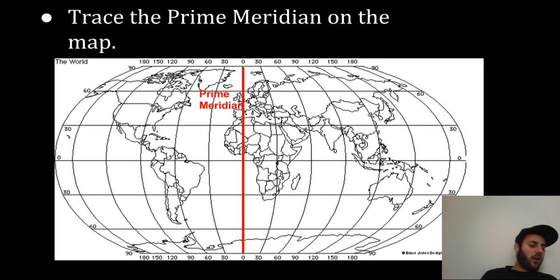Now we're going to be talking about lines of longitude that we find on the map. The prime meridian is the line of longitude that measures 0 degrees. Every line of longitude starts here. To find other lines of longitude, we move either east or west of the prime meridian. So go ahead and trace the prime meridian on your map and label it.